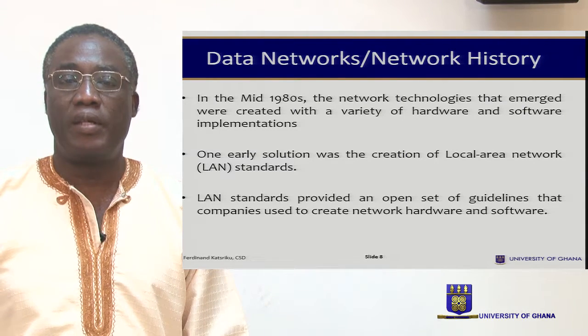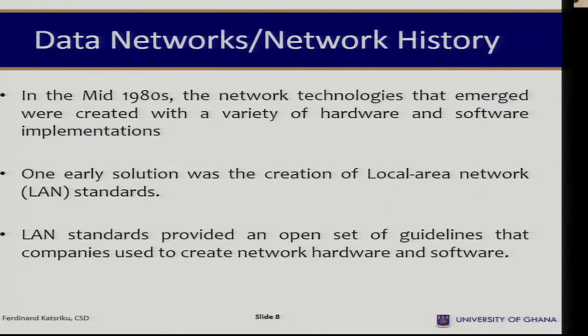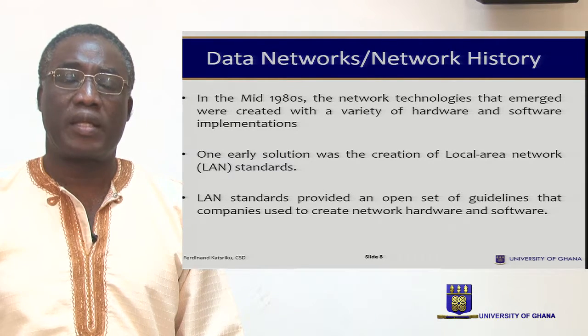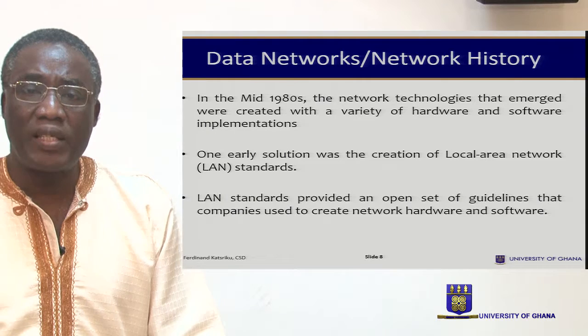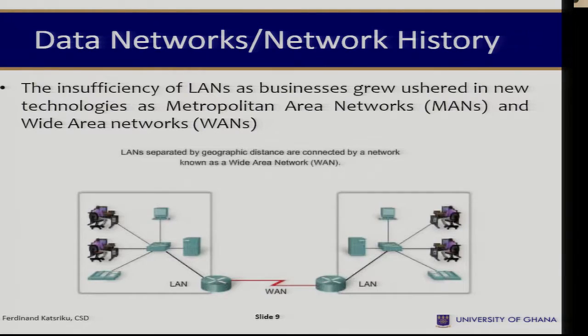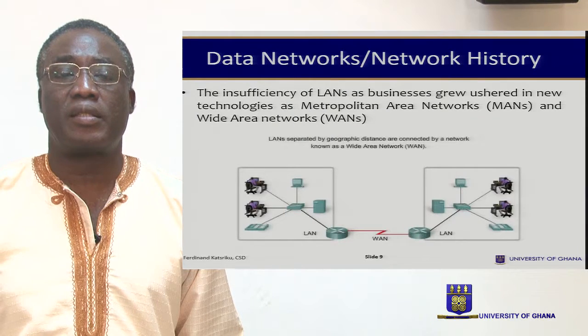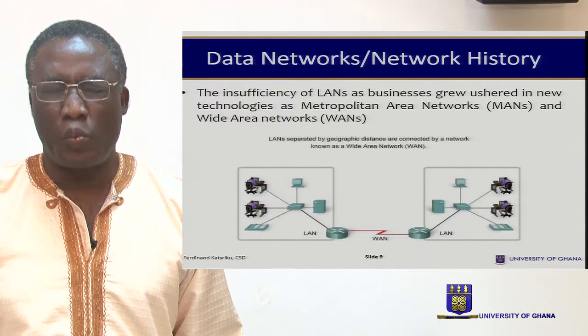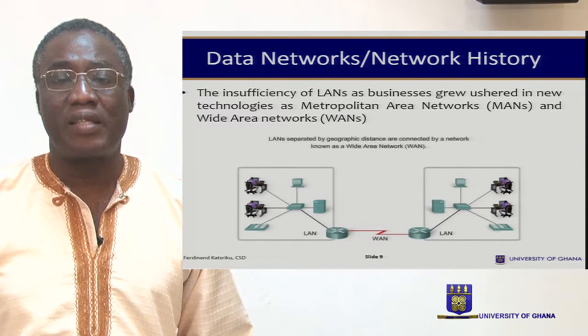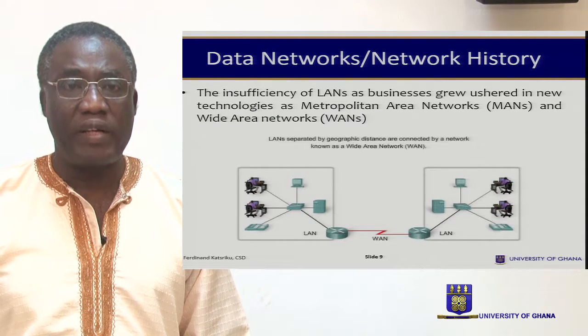A very brief history: in the mid-1980s, network technologies that emerged were created with a variety of hardware and software implementations. So there were issues of incompatibility. One early solution was the creation of local area network standards. LANs provided an open set of guidelines that companies used to create network hardware and software. The insufficiency of LANs as businesses grew ushered in new technologies such as metropolitan area networks and wide area networks, which connected various LANs at different sites, which were geographically very dispersed.